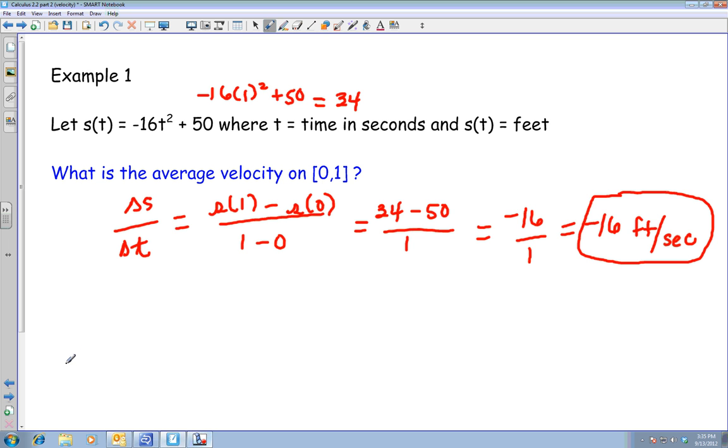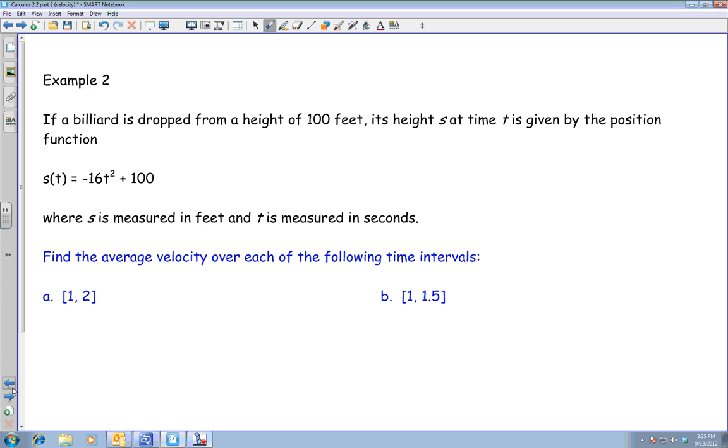Okay, let's look at another example. Example 2. If a billiard ball is dropped from a height of 100 feet, its height s at time t is given by the position function s of t equals negative 16t squared plus 100. s is measured in feet and t is measured in seconds. Find the average velocity over each of the following time intervals.